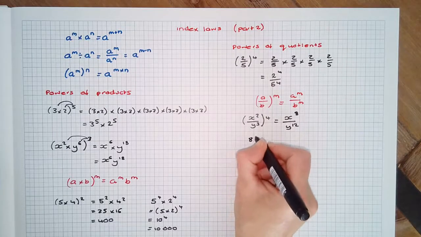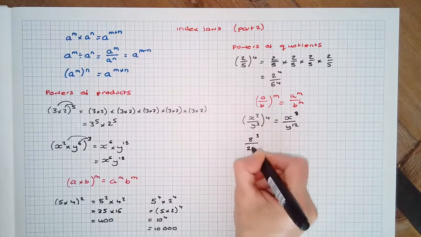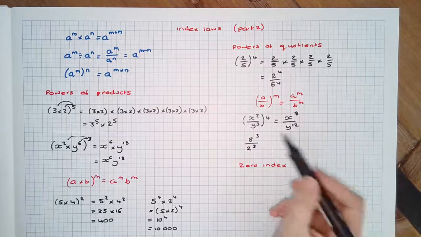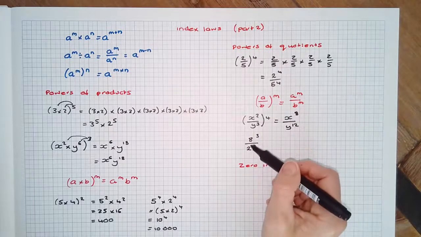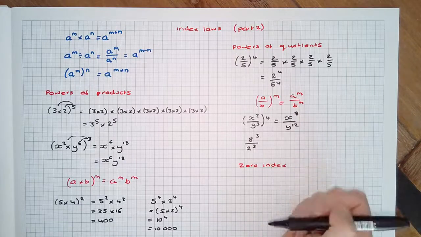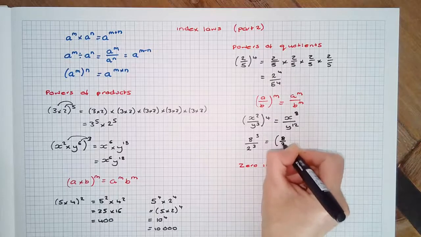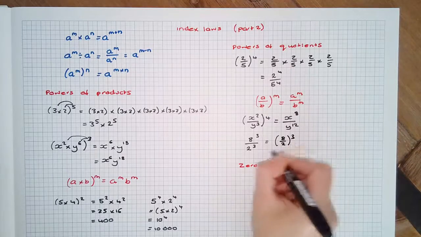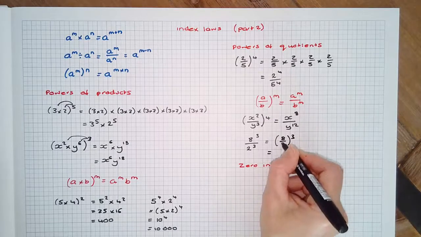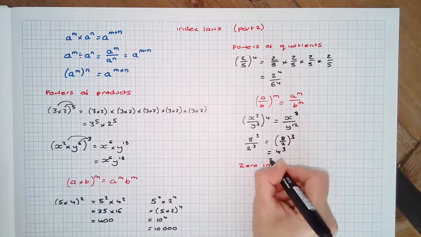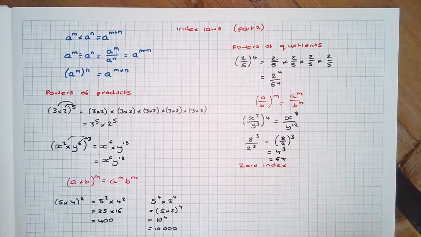I'll do one more example. Suppose we had 8 to the power of 3 over 2 to the power of 3. Now we could work out what 8 to the power of 3 is and then divide it by whatever 2 to the power of 3 is. But using this rule in reverse, we can go (8 over 2) to the power of 3. Well, that's a lot easier. 8 divided by 2 is 4 to the power of 3, which is 64.